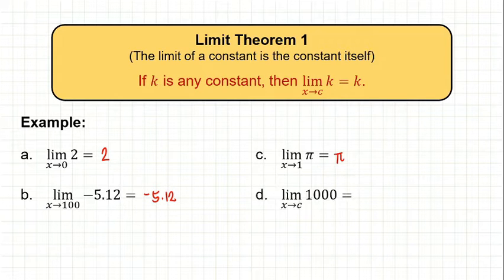And for letter D, we have the limit of 1000 as x approaches c. So here, the value of c is not given. However, since we have a constant, which is 1000, that will be our limit. Okay, so the answer will be 1000. Okay, so that is for limit theorem number 1.